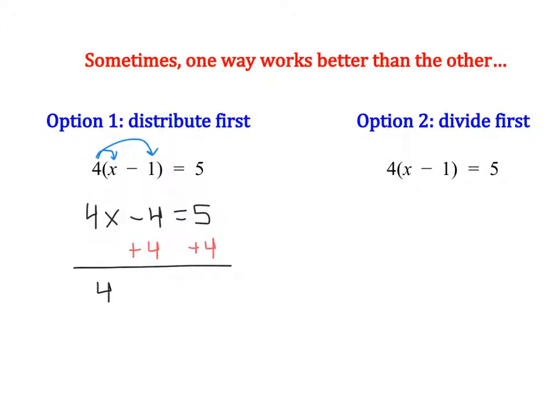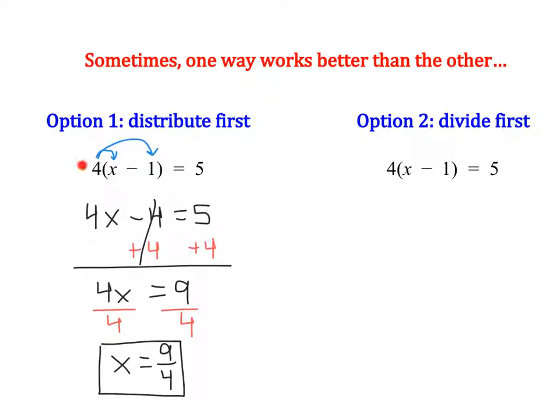So I have 4 times x, this becomes 0, equals 9. Now I still need to remove the 4. Remember, when two things are touching, it's multiplication. The inverse is division. So I'm going to divide both sides by 4. And what I have left is 1x equals, well, 4 doesn't go into 9, so I'm left with a fraction, 9 over 4. No big deal, and you can see that there is nothing too difficult about any of those steps.